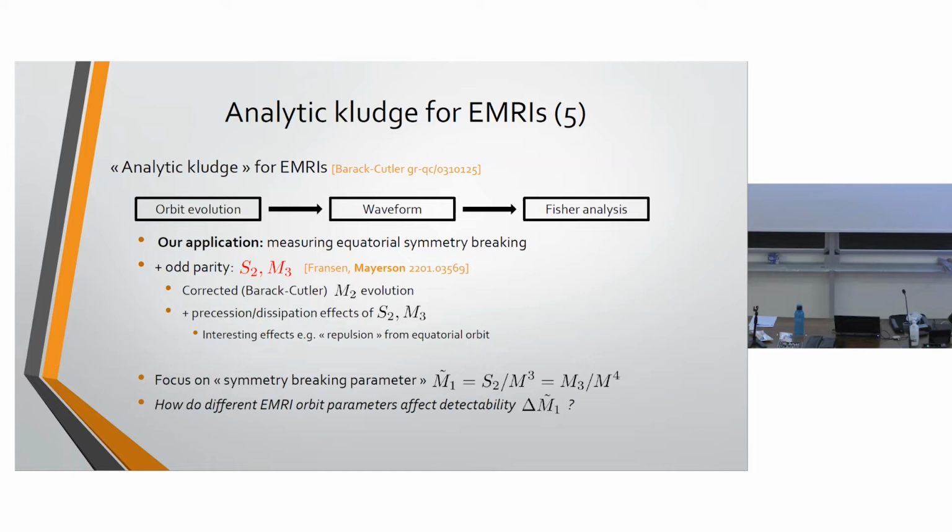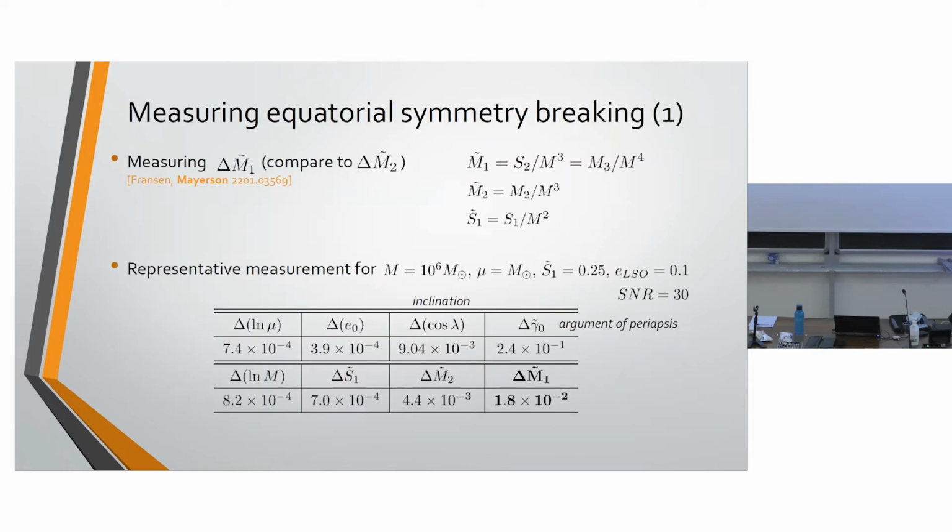So we focused mainly on this symmetry breaking parameter, this tilde M1, which you can think of as a dimensionless number that quantifies how much the symmetry is broken. And then you ask yourself a very simple question: how well can we detect, how well can we constrain this parameter? It should be 0 for Kerr, so how far from 0 can we measure it?